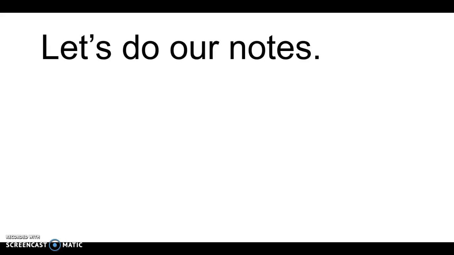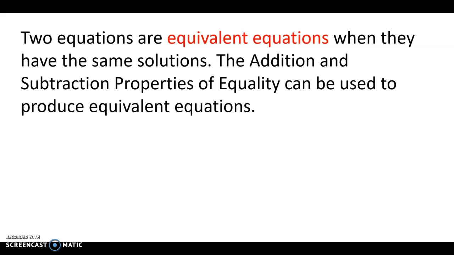All right, so today you want to get out your notes packet. We are doing solving equations using addition and subtraction day 1, homework number 400, chapter 4.1, page 128 from the textbook. It starts, two equations are equivalent equations when they have the same solutions. So equivalent equations mean that both sides of the equation are equal to each other, like 5 equals 5.